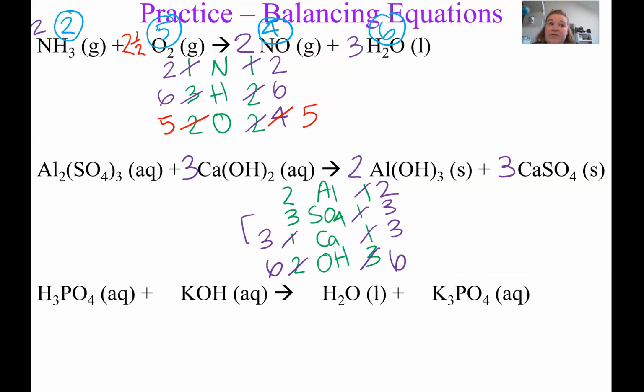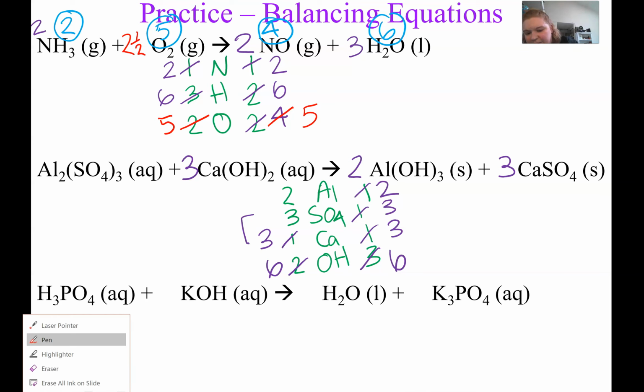So the purpose of this example was to show you that when we have polyatomics that are in the same format on the reactant and the product side, we can leave them in their polyatomic form when we're counting them. All right, last example here.